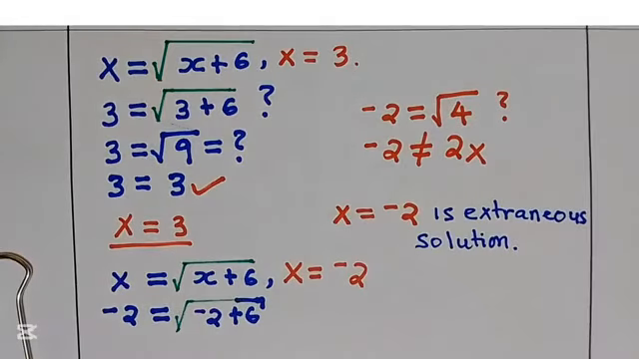Hope you understand the question. We start by getting rid of the square root symbol. Then we solve for x. We get two solutions: x is equal to 3 and x is equal to minus 2. Then we test our solutions if we have any extraneous solution. We got negative 2 as an extraneous solution, and only one solution, which is x is equal to 3.